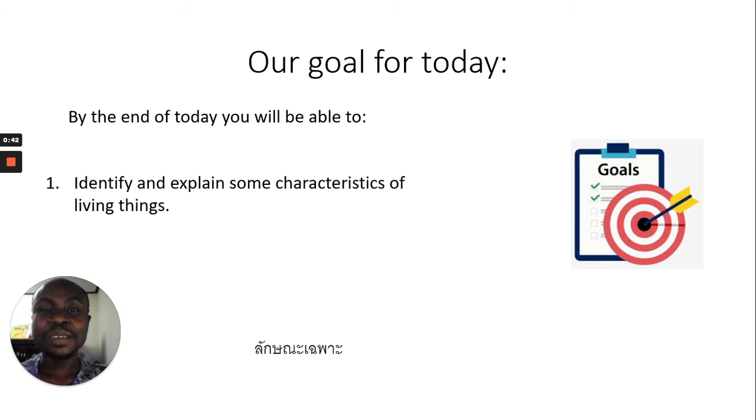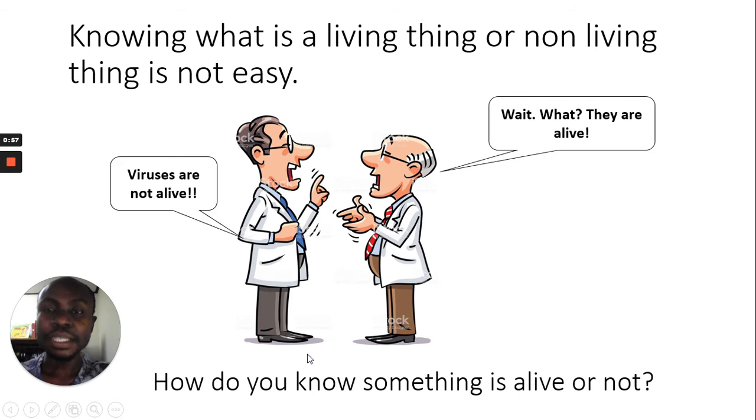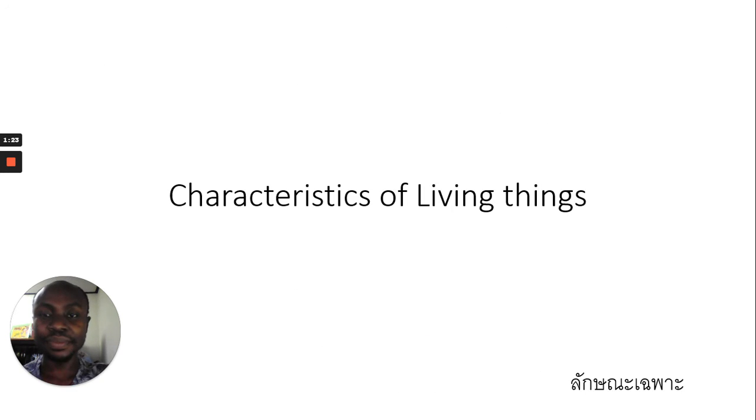So let's start with the goal for today. By the end of today, you will be able to identify and explain some characteristics of living things. And this is characteristic in Thai. Knowing what is a living thing and what is not a living thing is not a small thing. In fact, scientists are always arguing about what is life and what is not. An example is viruses. Scientists are still talking about it. We're going to look at viruses later in other slides, so let's move on.